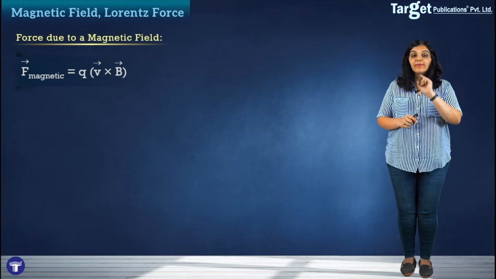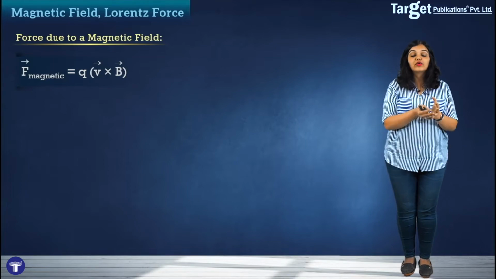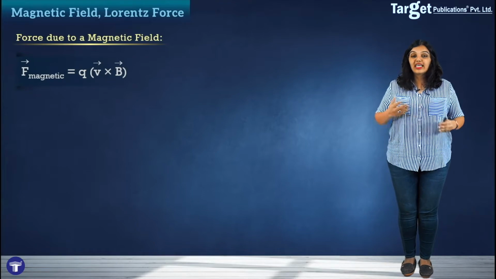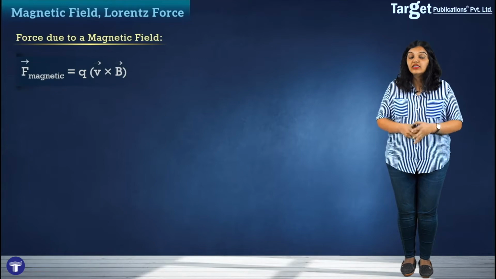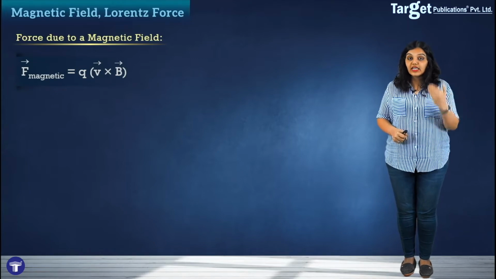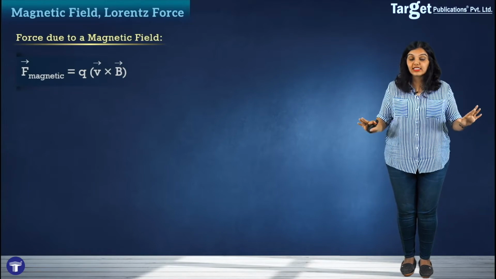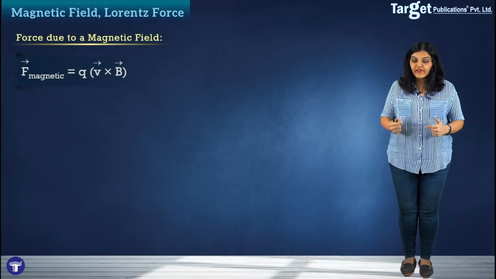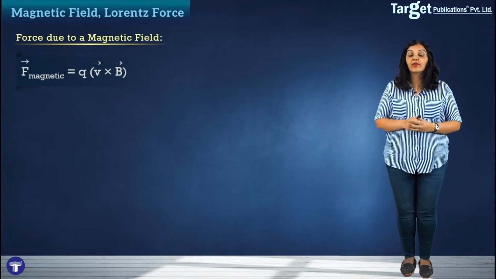But one very important thing has to be noticed about this formula. Unlike the formula for the electric field, here on the right hand side you have two vectors, that is V and B. So here the direction of the force is not so straightforward. In the case of the electric field, the direction of the force was the same as the direction of the electric field, and there was no hassle. However, in case of the magnetic field, there is a particular way in which you will have to find the direction of the force.